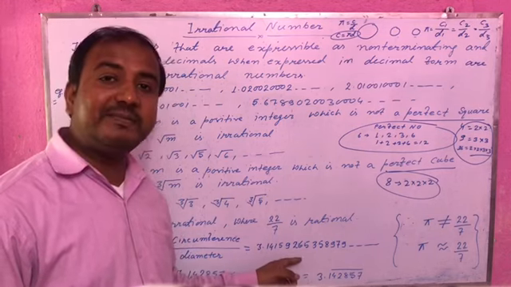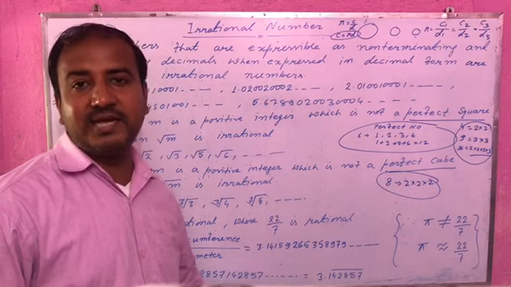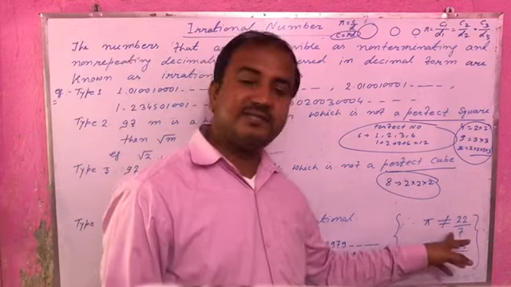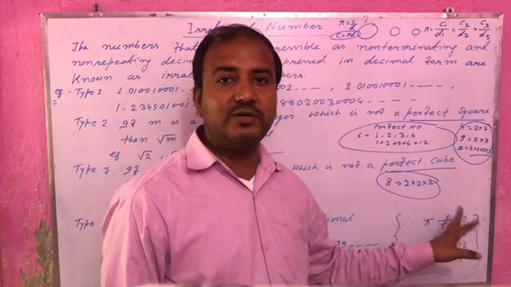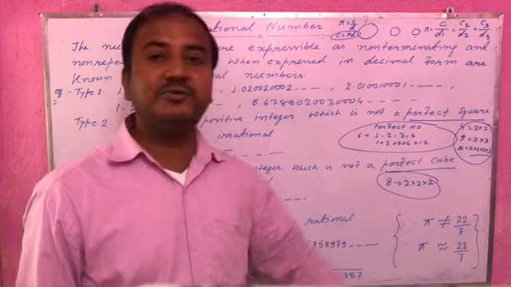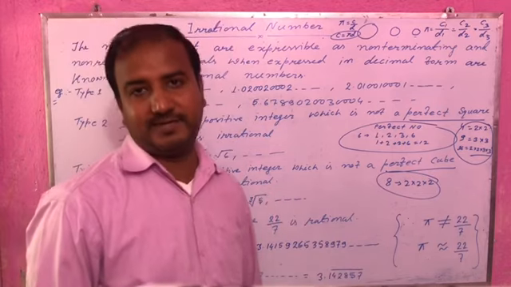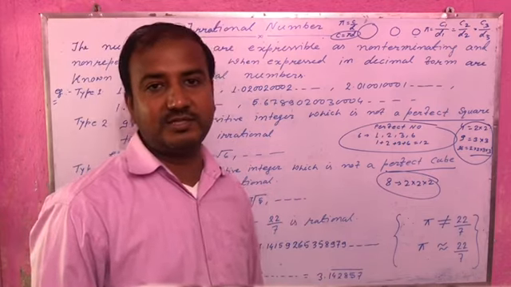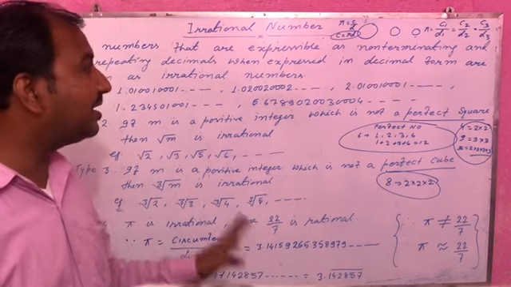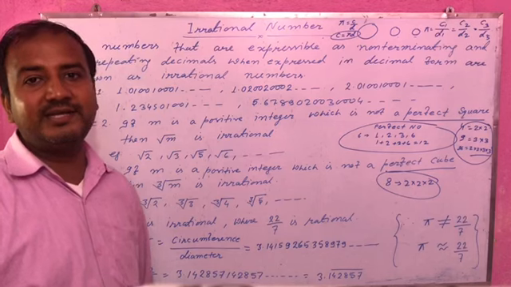This one is non-terminating non-repeating and this one is non-terminating repeating. It means pi is not exactly equal to 22/7. We just use the value of pi as similar to 22/7. Done. So these all are irrational. This was all the discussion regarding irrational numbers.